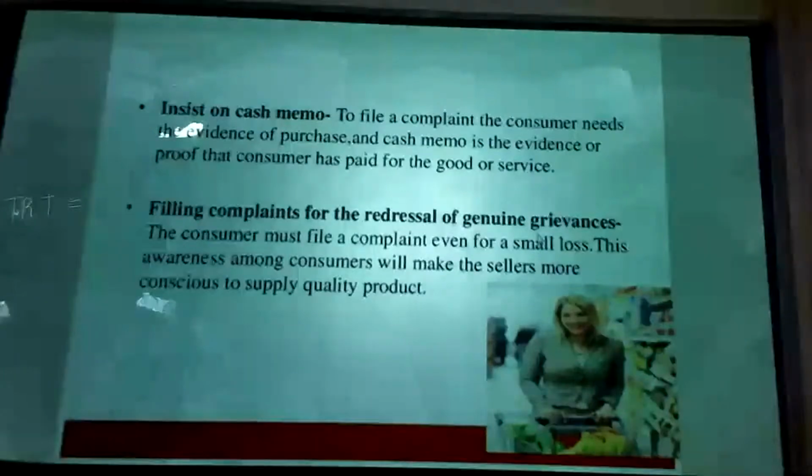If people are purchasing 1 kg of sugar and they are giving 900 grams, you should not ignore the missing 100 grams. Even if it is a small loss, you should raise your voice. Then only is it possible to create and make awareness among consumers. So these are the fundamental responsibilities of the consumer when you are receiving any goods and services.